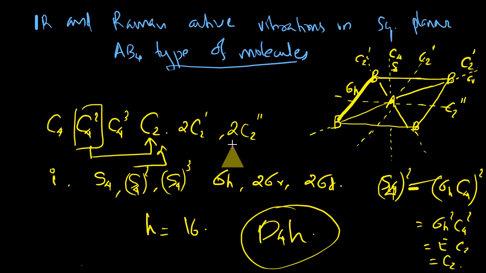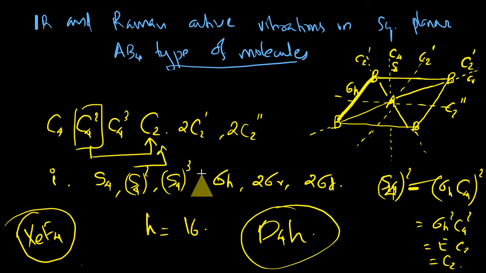So whenever you get any molecule, perhaps you may be asked to find out the IR active and Raman active vibrations in XeF4. Okay, and XeF4 is a square planar molecule. You know this already, and its symmetry is D4h. So maybe it will be asked like this, XeF4. Okay, so depending upon the molecule, you must be able to assign the point group, and then you have to know the symmetry elements present in that molecule. And once you assign the point group, you can use the character table. You can use the character table to assign the symmetry species corresponding to translation and rotation.